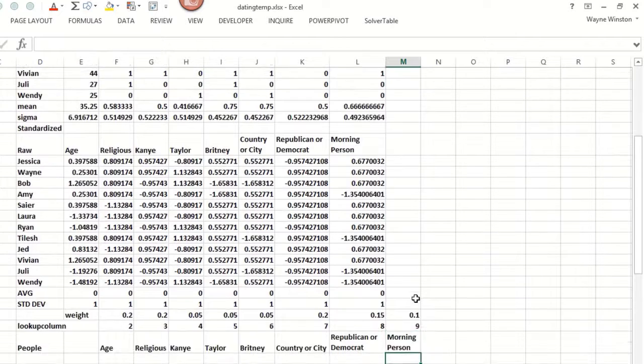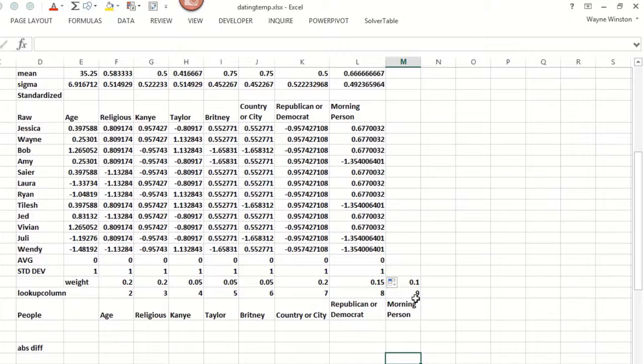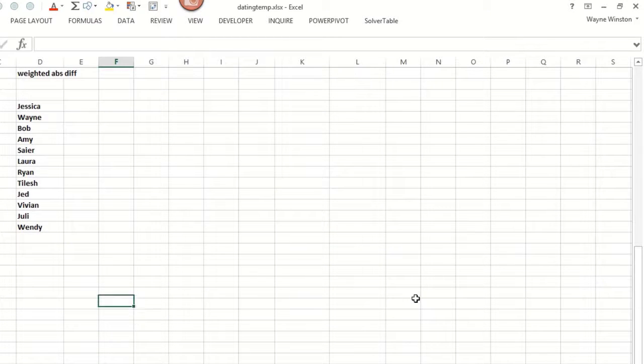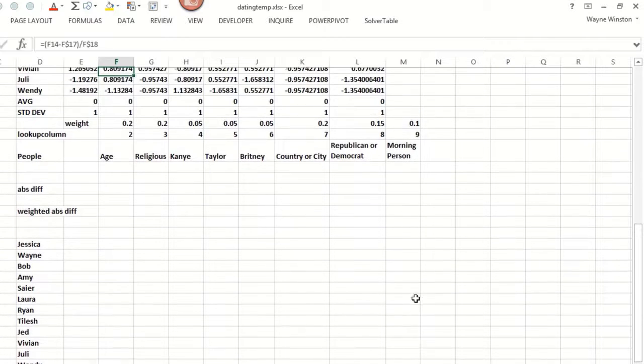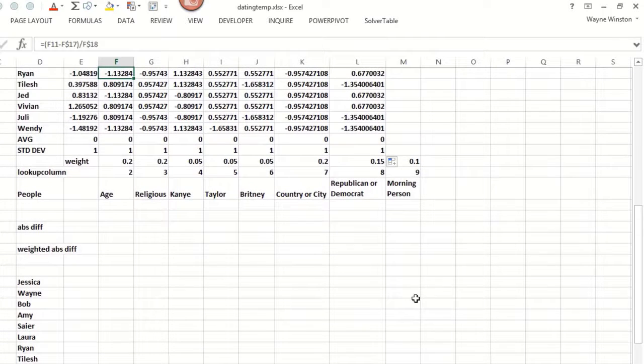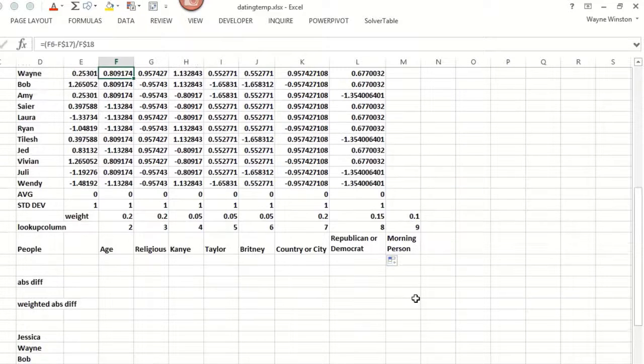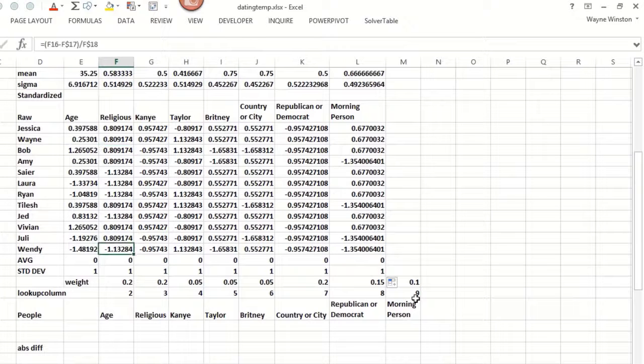Okay, so now what we want to do is, if you give me two people, let's suppose I pick Jed and I pick Amy, and basically we look up their ages, their religious preferences, etc., find the absolute difference and find the weighted absolute difference, and then we could make a two-way data table that would show us how everybody has a weighted difference score with everybody else, then use conditional formatting to highlight for each person their three best matches. Okay, so we're getting there.